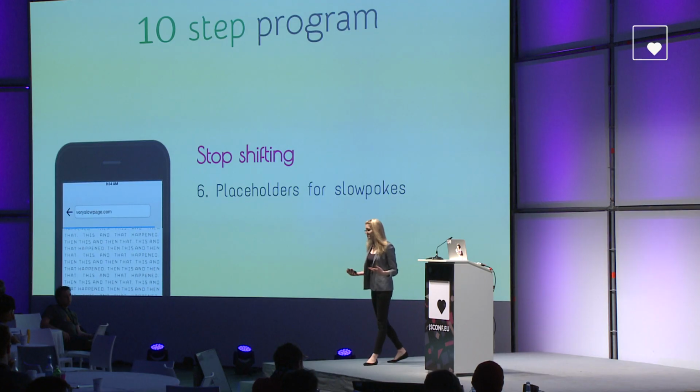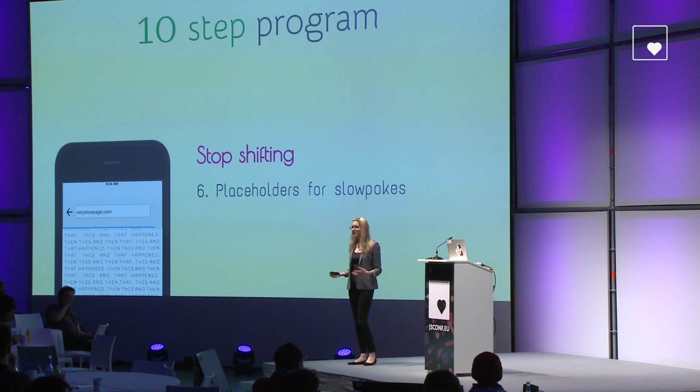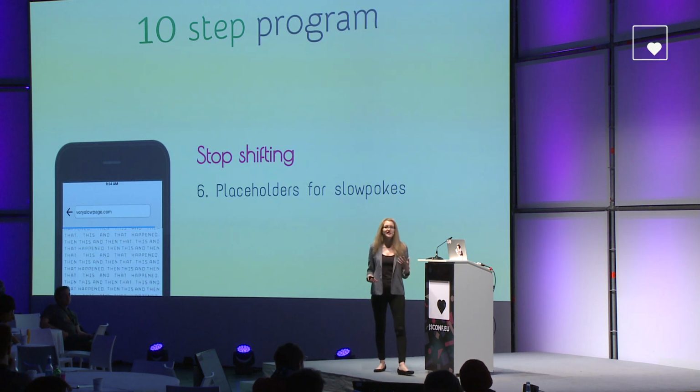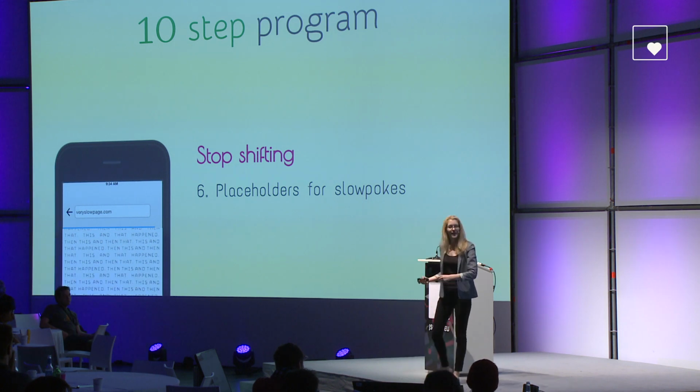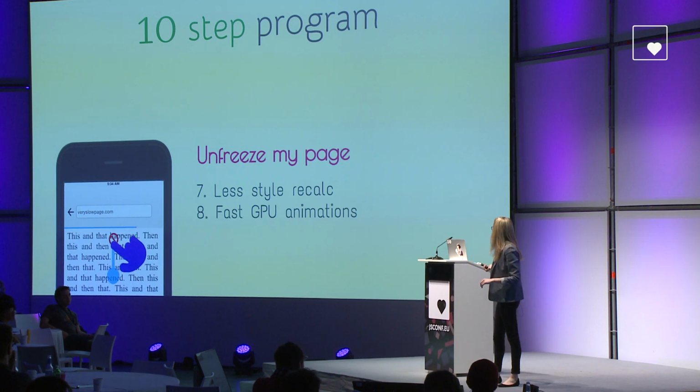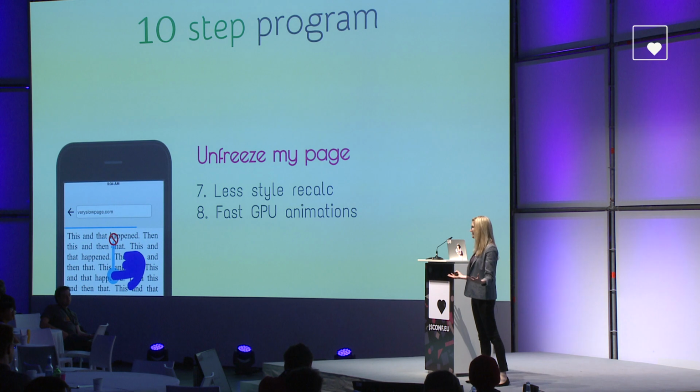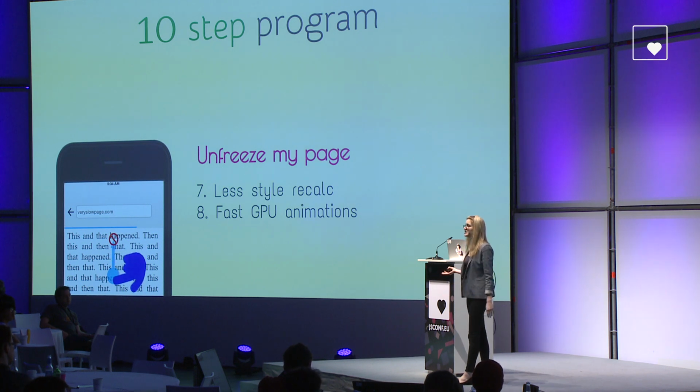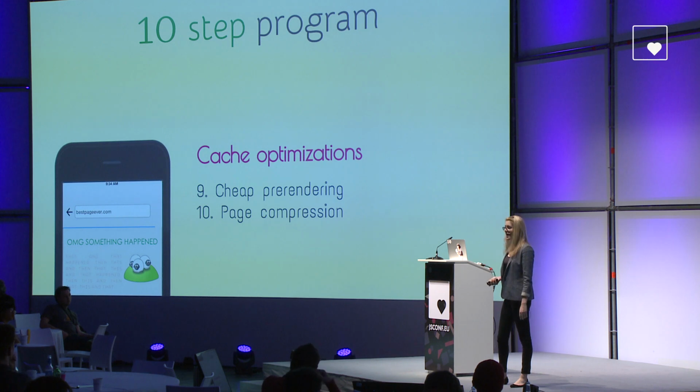Also, we use opacity magic to make sure that this doesn't happen, and we're going to do server-side rendering in the future so that there isn't even a tiny bit of a delay. And you want to stop shifting by having placeholders and static resource sizing so that your users don't suffer from this atrocity that ads usually commit. And then you want to unfreeze your page by giving your CPU space to breathe. So less style recalculations, and let the GPU do the animations. And then if you can do cache optimizations, then do cheap pre-rendering and compress your page.